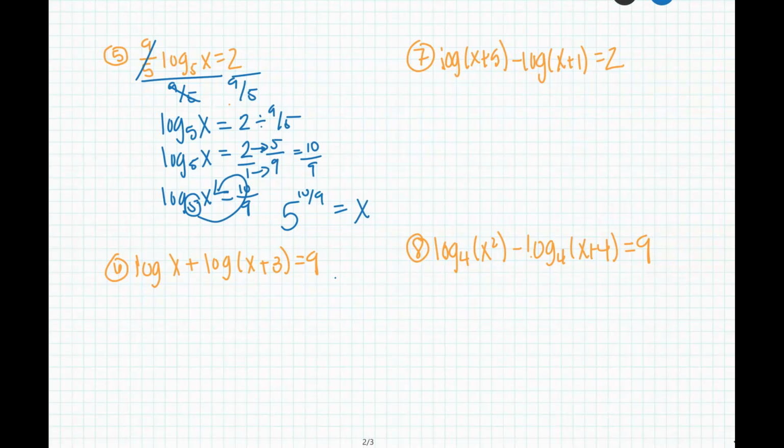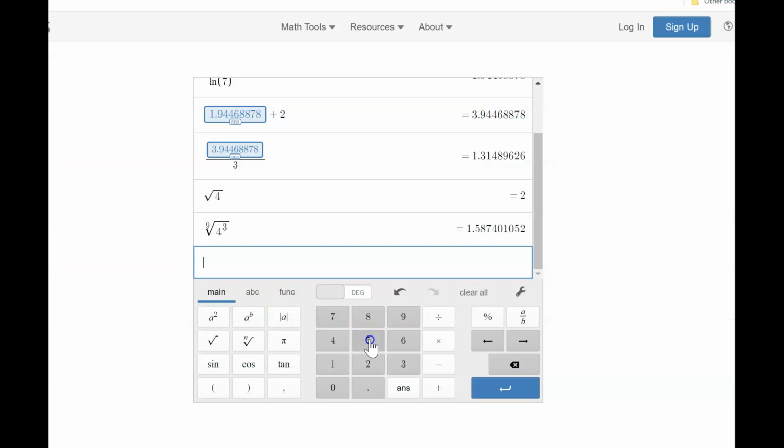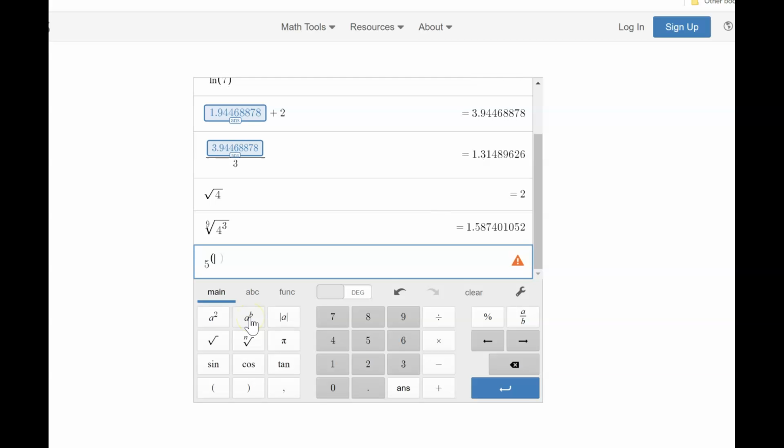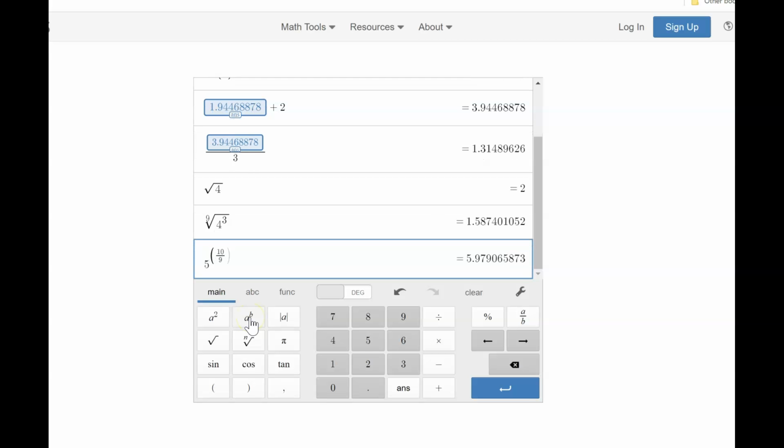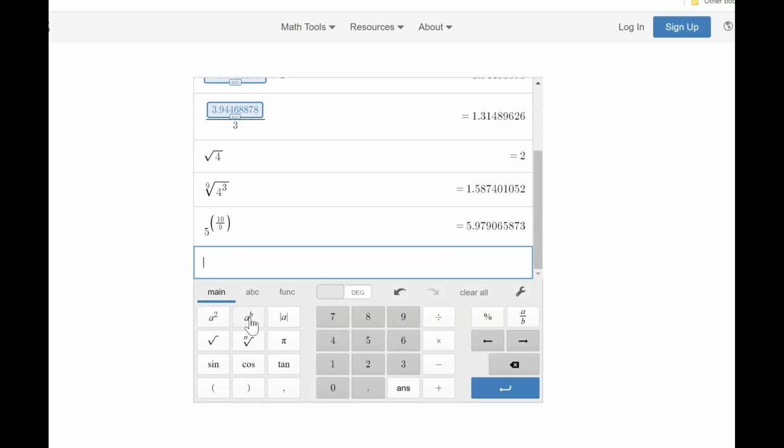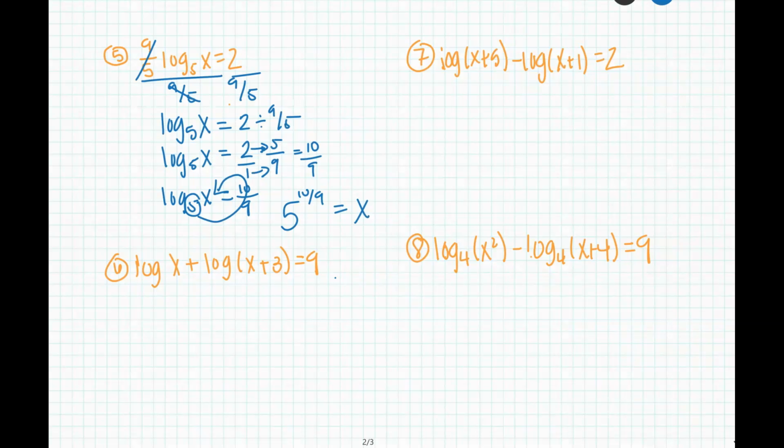And I'm going to switch over to my calculator. And so I'm going to say 5. And on my keyboard, I'm going to hit Shift 6, which throws it up into that exponent, or I could use this button here. I'm going to use parentheses. I'm going to say 10 divided by 9. You can see that's all up in my exponent. And then I'm going to hit enter. And that gives me 5.9790. So best answer would be 5.9790.